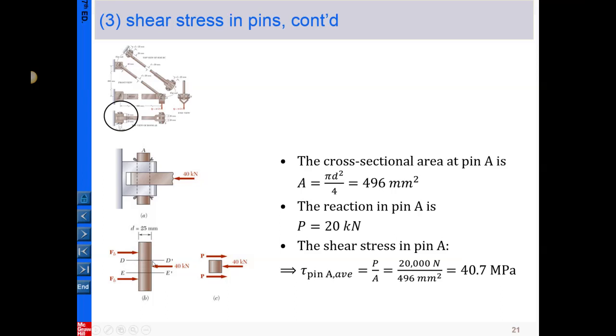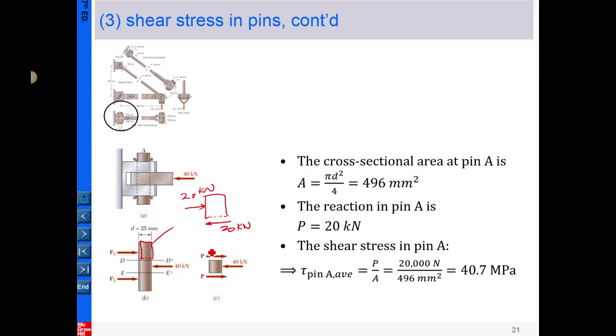Here, if you take the free body diagram of this middle portion, the 20 and 20 are in equilibrium with 40. On the other side, you may also take the free body diagram of this portion. Let me highlight here. The dashed line is the cross section you pick. Earlier we determined this is 20 kilonewton, so by action and reaction, this is 20.